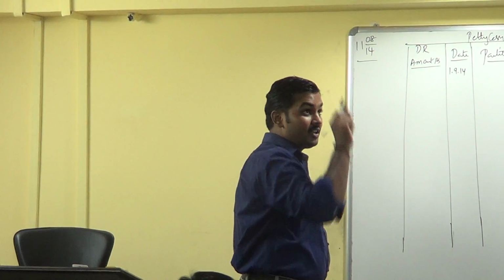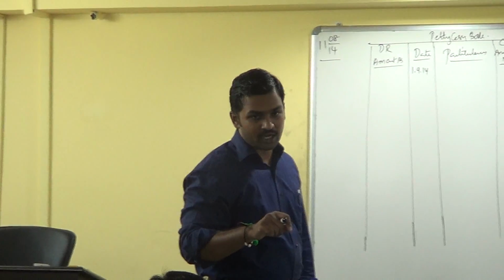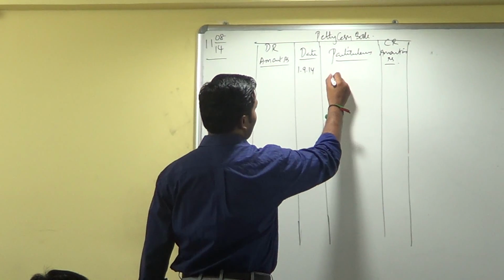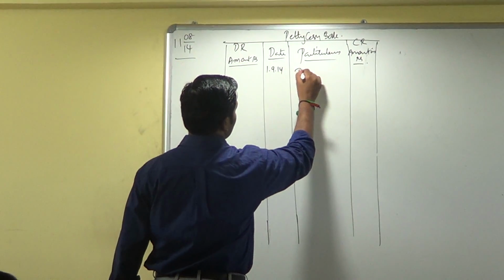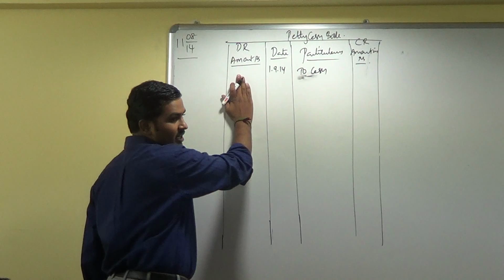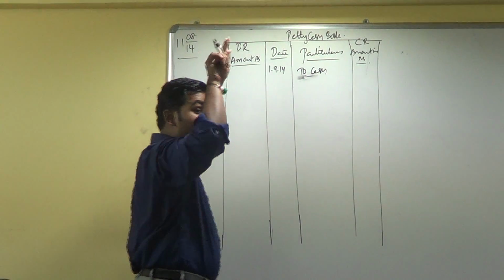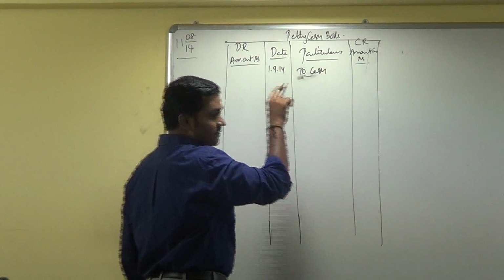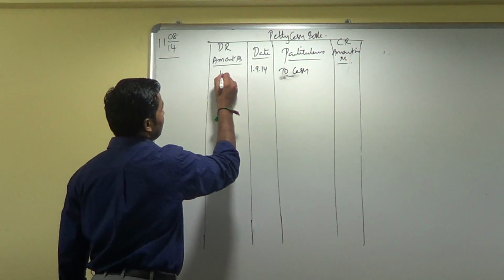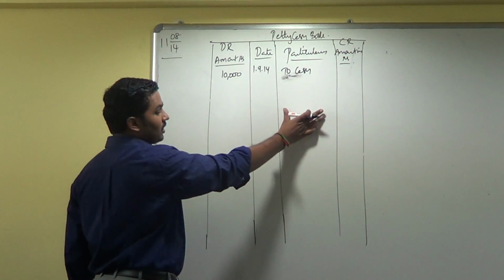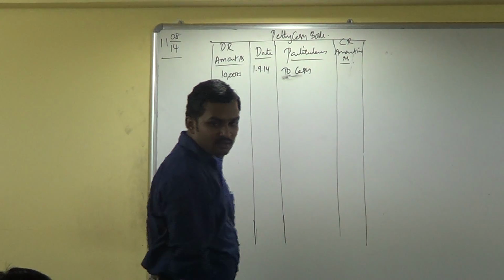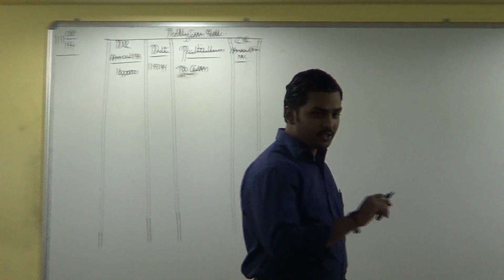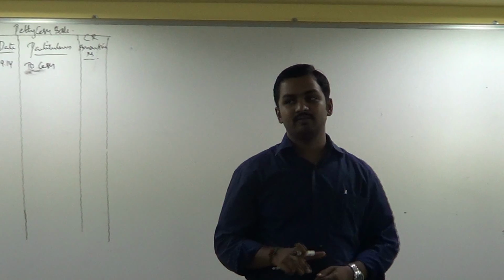Okay. So what is the entry? Petty cash account debit to cash. So right here, write to cash. But the amount should be written on the debit side, because petty cash account should be debited. That is why you debit the account. How much? 10,000. The particulars column is common for both debit and credit. You will write to cash, but write the amount on the debit side.